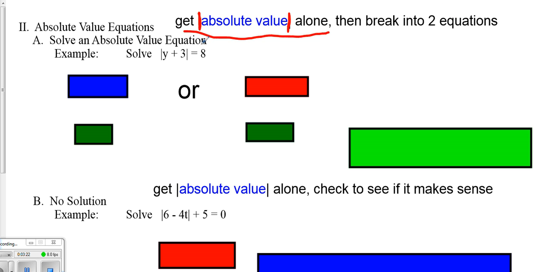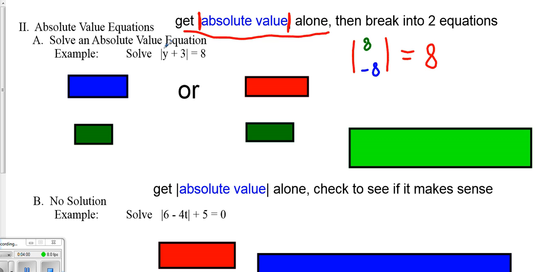So we have this example, solve the absolute value of y plus 3 is equal to 8. So what we're thinking is, inside this absolute value, if it's equal to 8, that means inside here can be one of 2 things. It can be an 8, because the absolute value of 8 is 8, or it can be a -8, because the absolute value of -8 is also 8. So notice, 2 different answers that would give us 8.